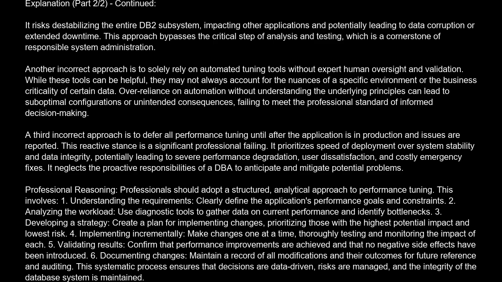4. Implementing incrementally. Make changes one at a time, thoroughly testing and monitoring the impact of each. 5. Validating results. Confirm that performance improvements are achieved and that no negative side effects have been introduced. 6. Documenting changes. Maintain a record of all modifications and their outcomes for future reference and auditing. This systematic process ensures that decisions are data-driven, risks are managed, and the integrity of the database system is maintained.